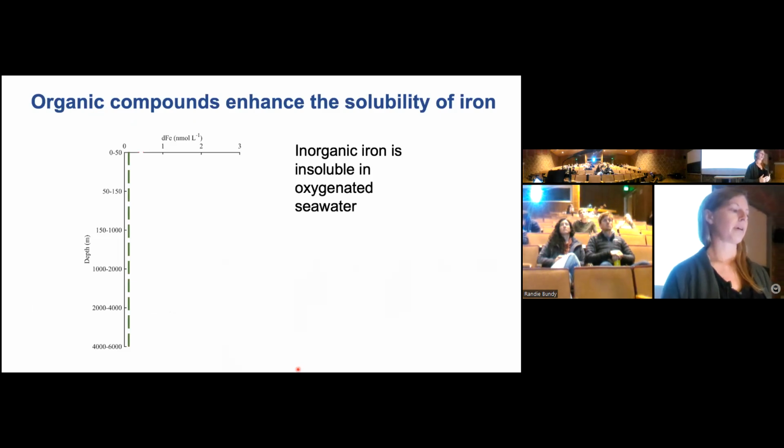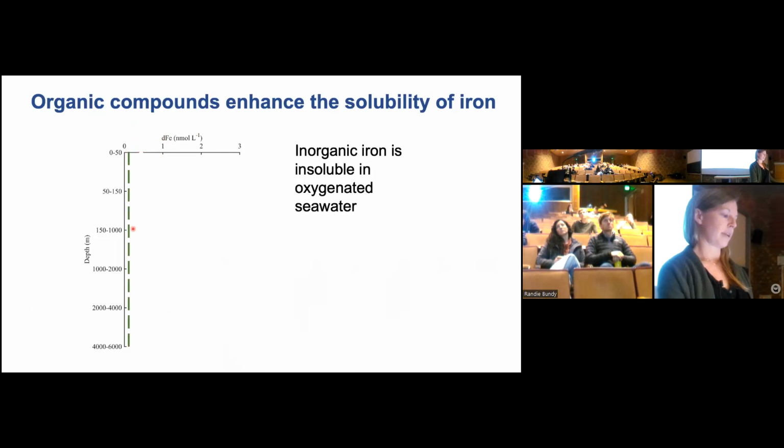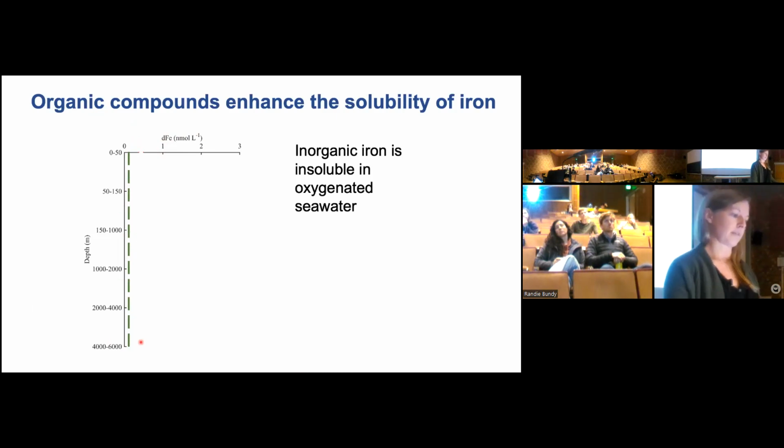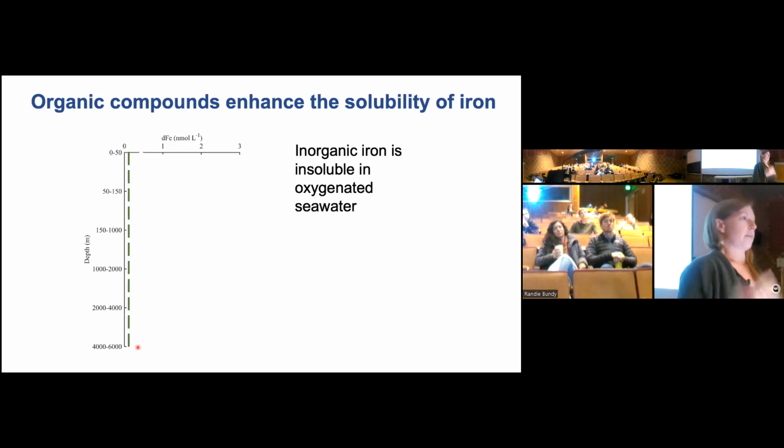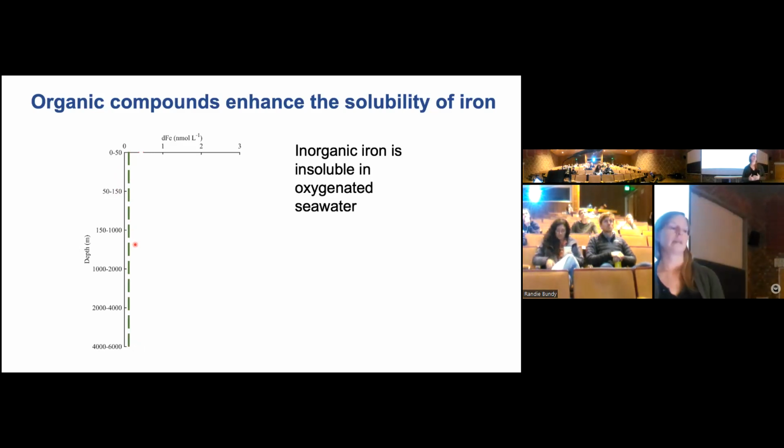And so if we think about what dissolved iron concentrations might look like in seawater, that's what I have plotted here on the x-axis, in different depth bins on the y-axis down to the deepest part of the ocean of about 5,000 to 6,000 meters. We might imagine that if all the iron in the ocean was only in an inorganic form, its concentrations would look like this green dashed line. So something very low, like 0.1 nanomolar iron.